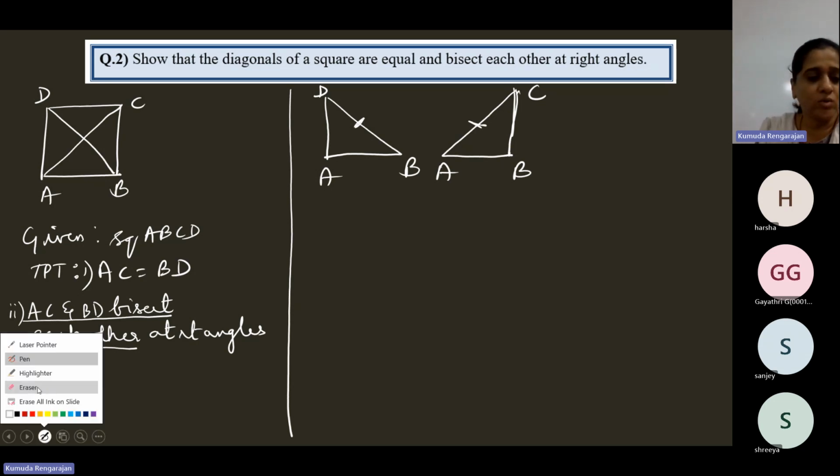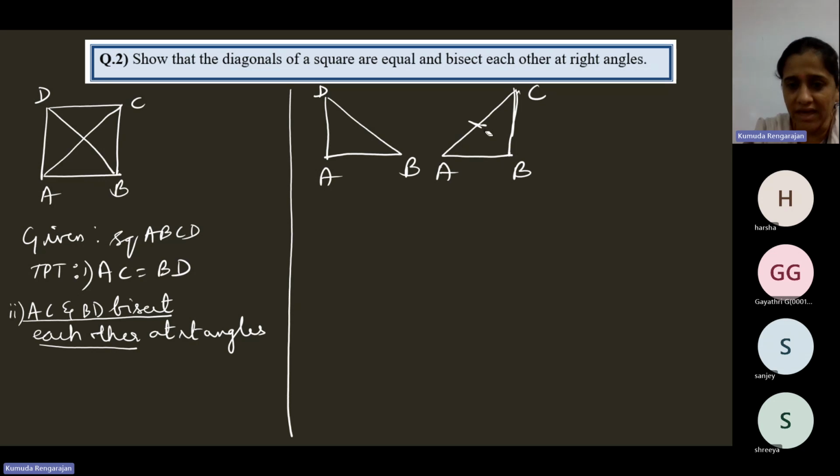When you have to show two angles or two sides are equal, the triangles you consider must have them. Otherwise, what's the point? If they don't have BD or AC as sides, then what's the point of taking them? If we have to show that AC equals BD, you will have to take a triangle that has AC, and another triangle that has BD. When you prove that these two triangles are congruent, by CPCT you can get that result.